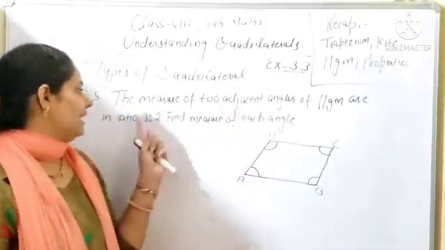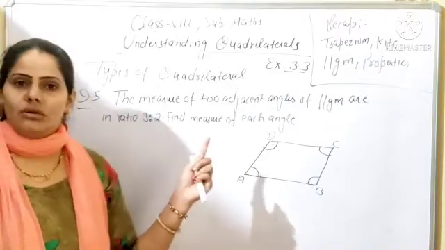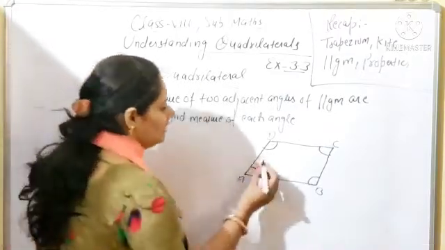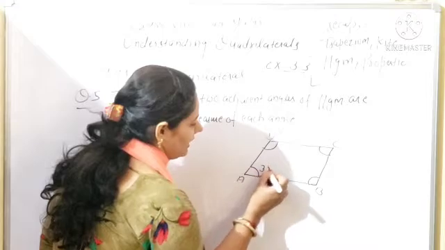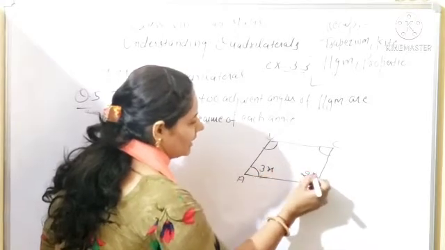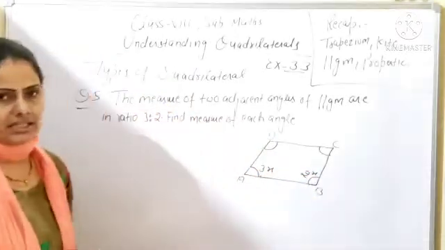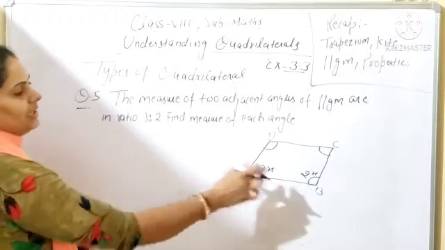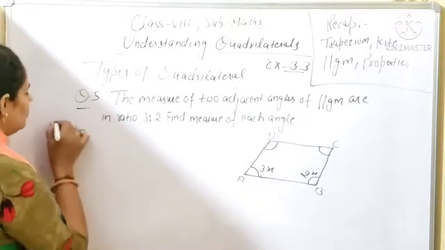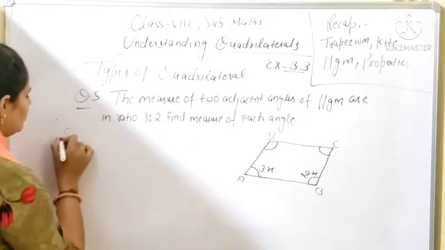The ratio of the adjacent angles is given as 3:2. When a ratio is given, you can assume x. So it will be 3x and 2x. Clear? 3:2, so 3x and 2x. Now you know the solution very well. You will write the solution.